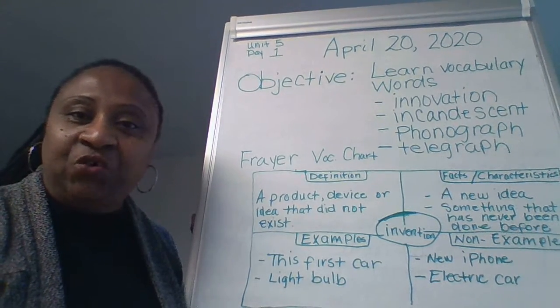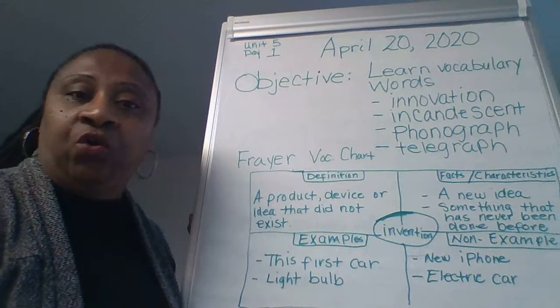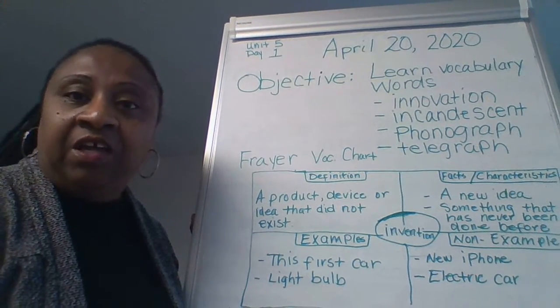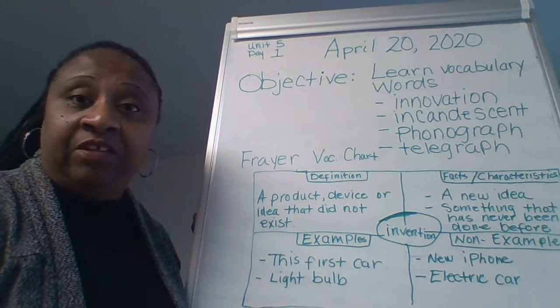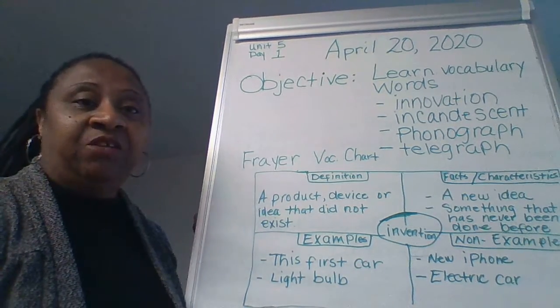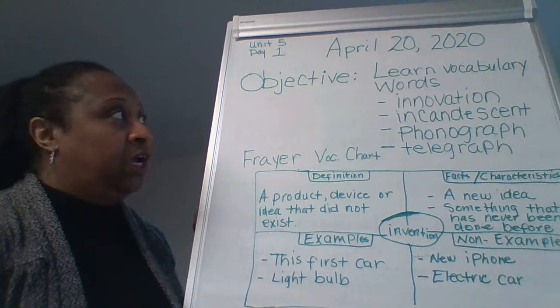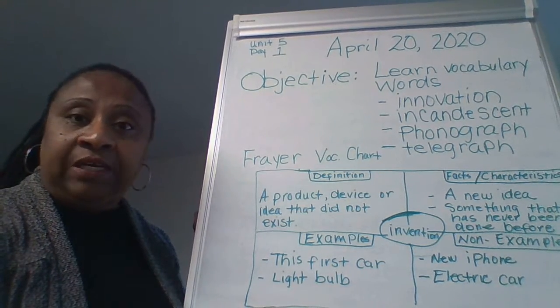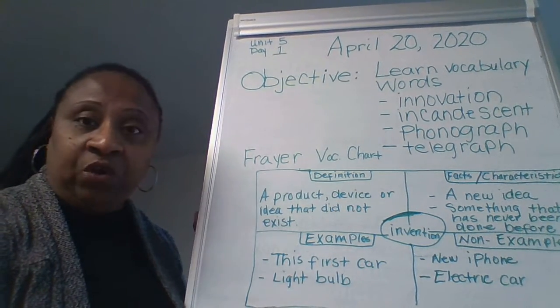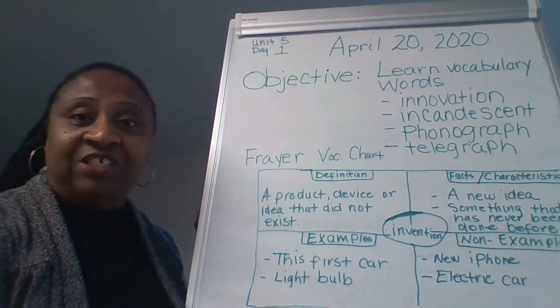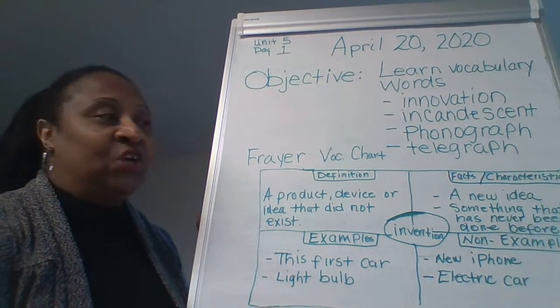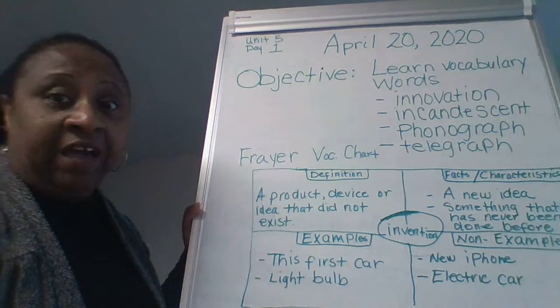Okay, let's get started. Today we are going to start on week 5, unit 5, day 1. And we're going to be working on vocabulary words today. These words all relate to what we've been talking about, inventions and discovery process. So let's look at the words that we have for today.